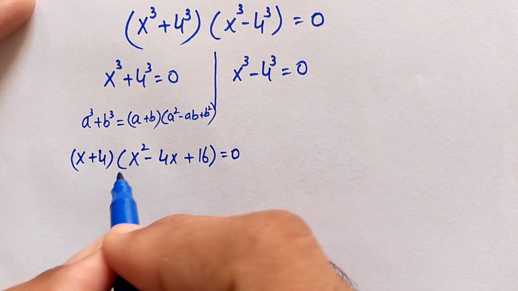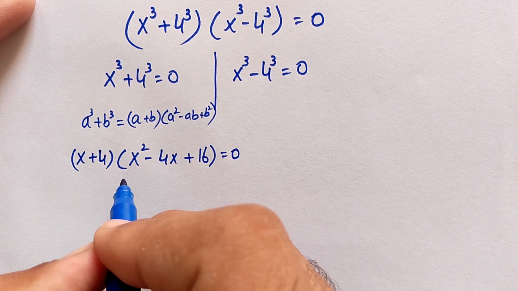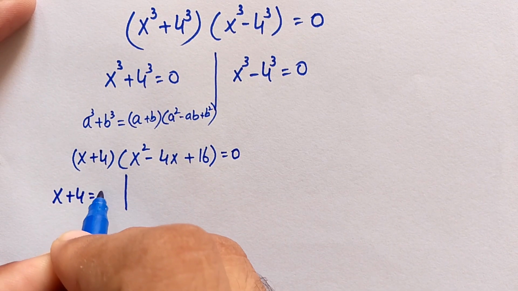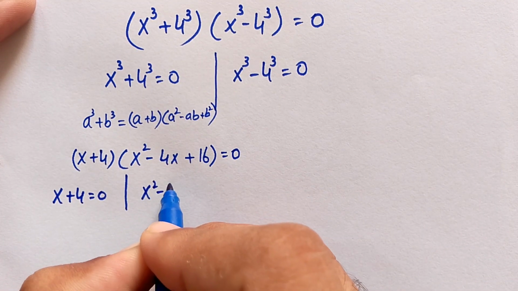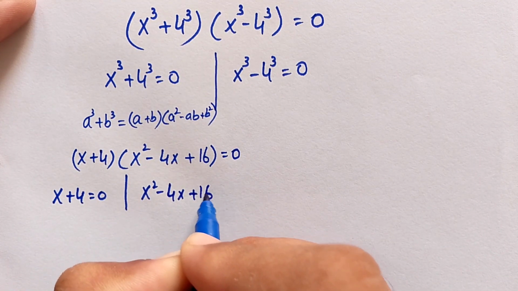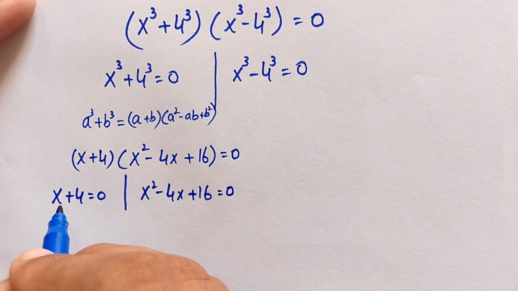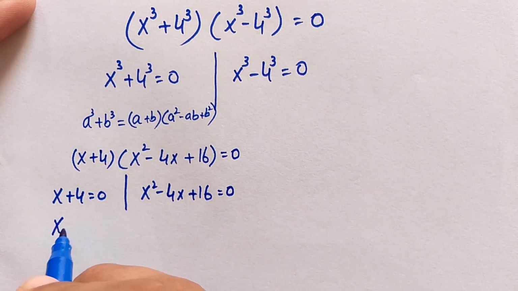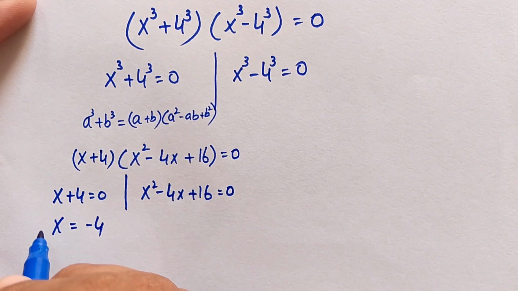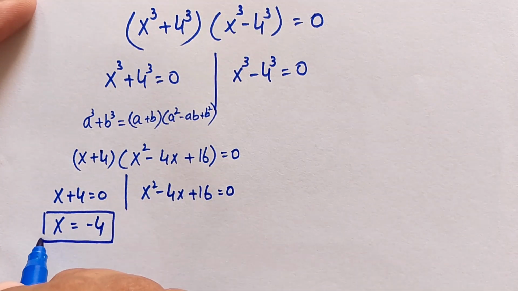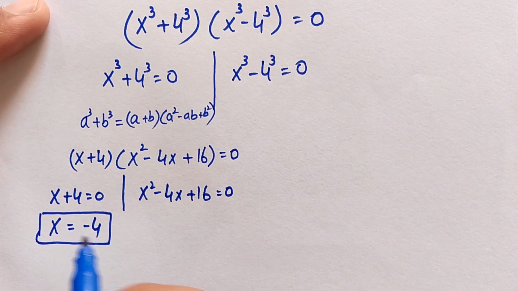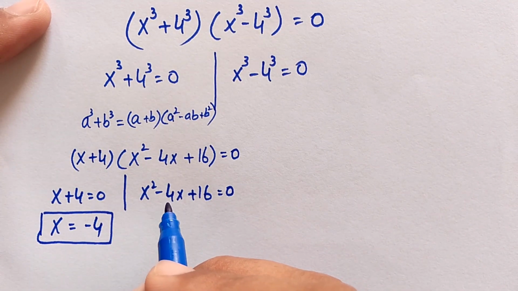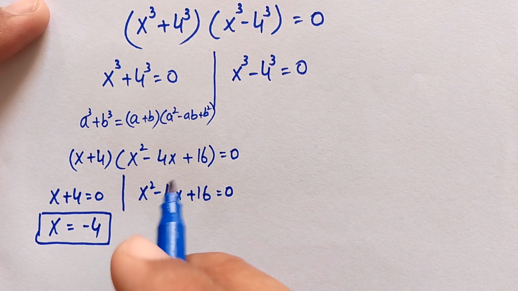Now to solve this, again there are two cases. The case number first is x plus 4 is equal to 0, and here x square minus 4x plus 16 is equal to 0. Here we move this 4 to the right side. This will become x is equal to minus 4. So this is the first solution and the value of x. Now we have to solve this. To solve this case we have to use the quadratic formula.